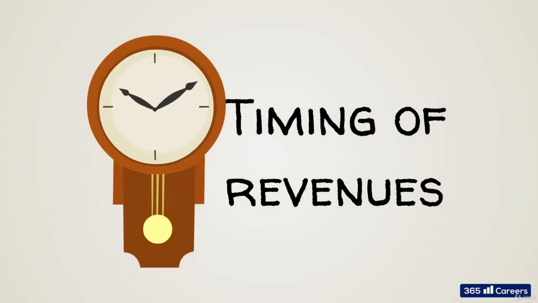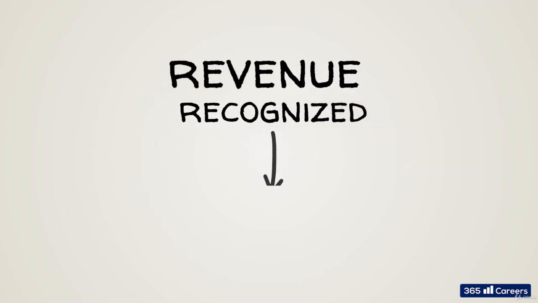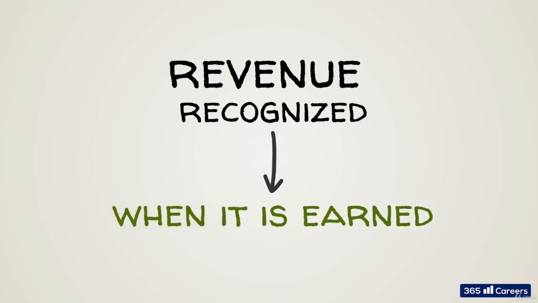Now we will talk about the effect timing has on revenues. As we said, the amount of revenue on the income statement could differ from the amount of cash a firm has received in its bank account. A company recognizes revenue when it is realized, when it is earned, no matter when it receives the actual payment.